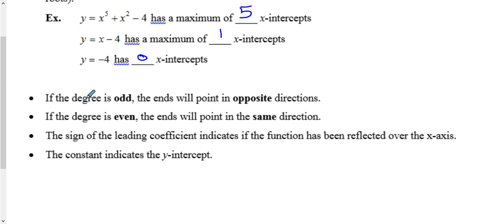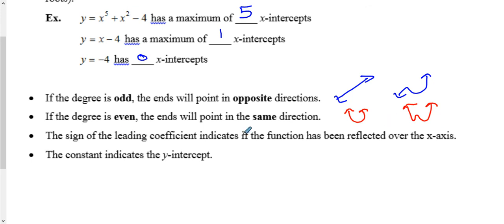So some quick notes. If your degree is odd, your ends will point in opposite directions. So if you take a look at degree 1, which is a straight line, degree 3, which kind of looks like this in terms of a squiggle line, and degree 5 was a squiggle line that also ends in different directions. So they'll always end in opposite directions. Evens will always end in the same direction. So degree 2, aka our parabola, ends in a U shape going up, and even a degree 4 could have a squiggle there, yet it ends up in the same direction. It almost looks like the letter W.